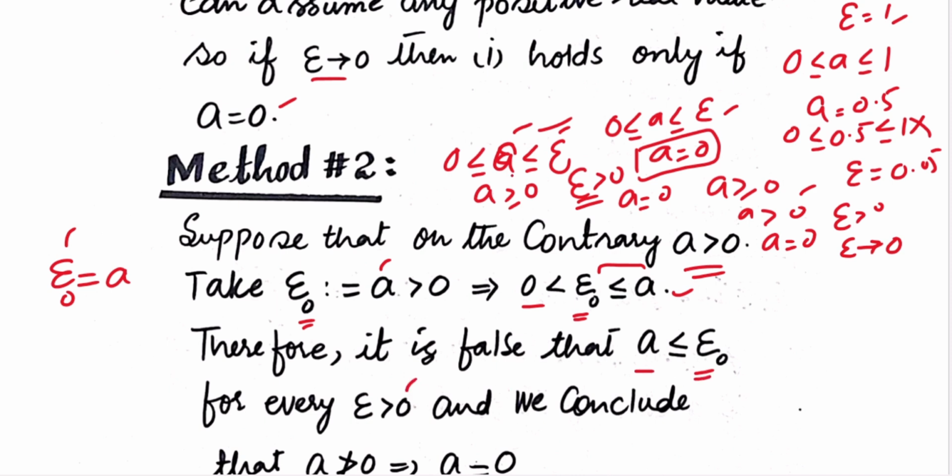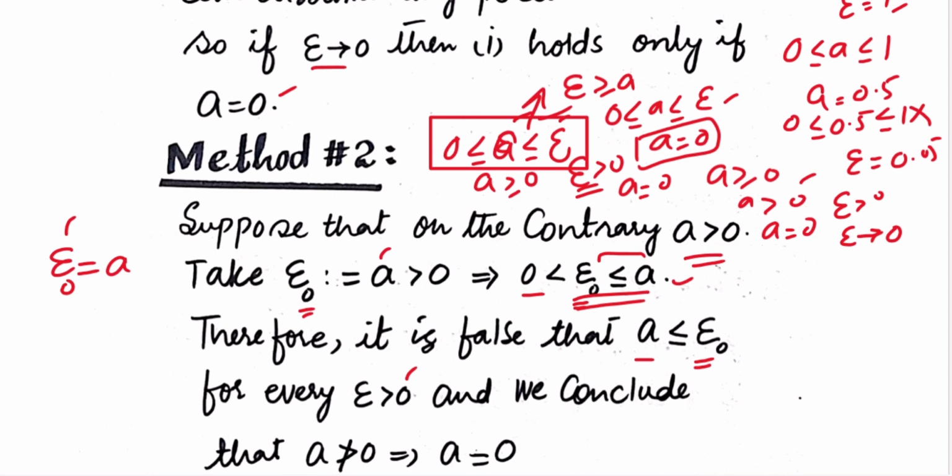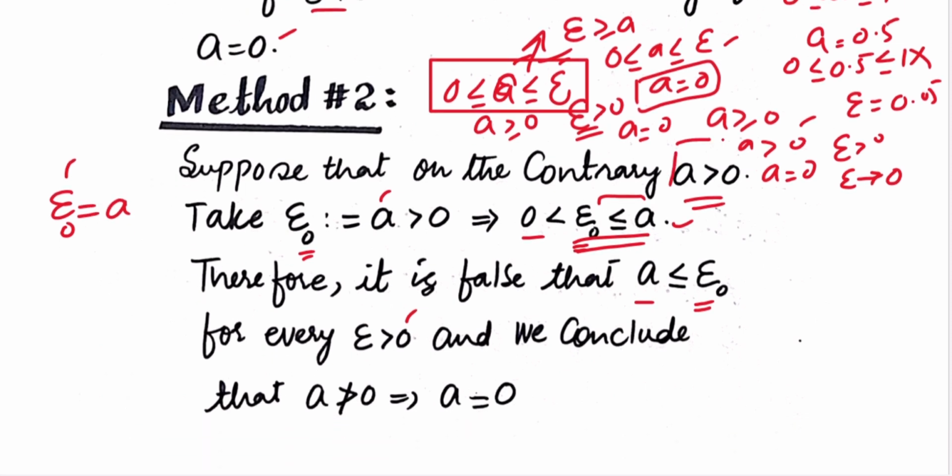But it is given that this inequality holds for every positive real number epsilon, and this inequality shows that epsilon is always bigger than or equal to a. But now this shows that a particular value epsilon naught is less than or equal to a. So this is false. Hence, our assumption that a is greater than 0 is wrong. So we conclude that a is not greater than 0. It means there is only one possibility for a, that is, a is equal to 0.